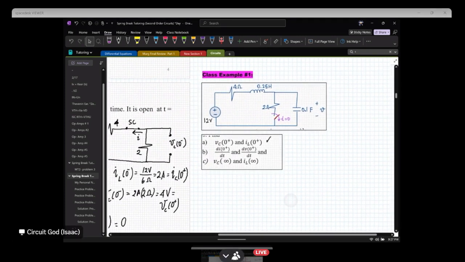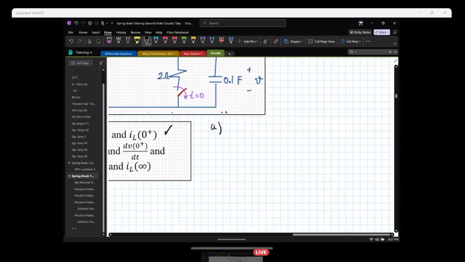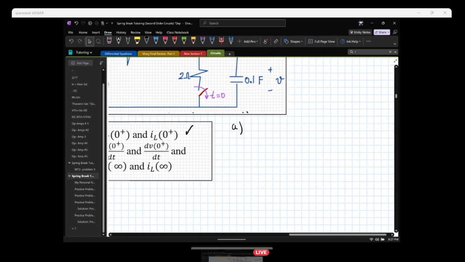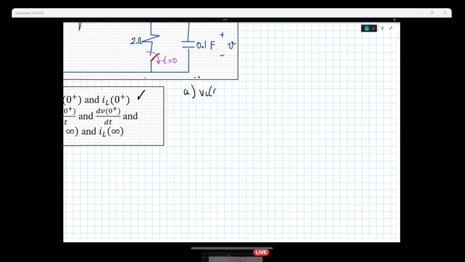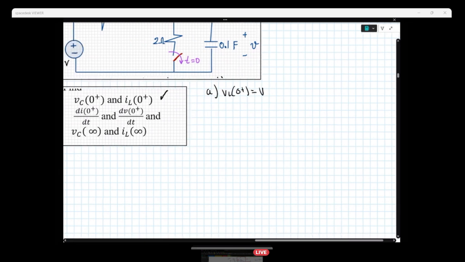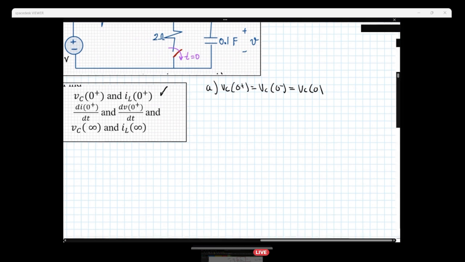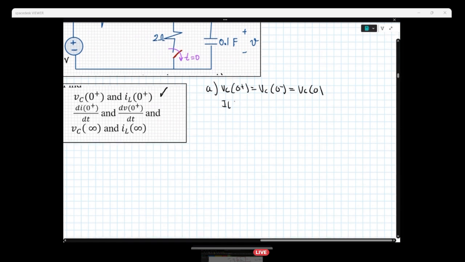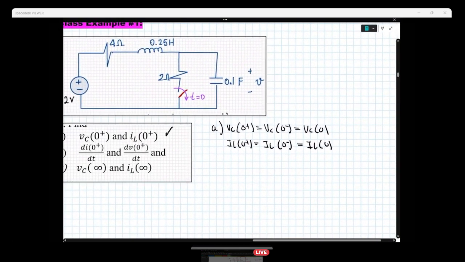Okay, I got it. All right, for part A, we know that for the steady state conditions, VC of 0 plus is going to equal VC of 0 minus, which is equal to VC of 0. That's because of the instantaneous property. And then you know that IL of 0 plus will equal IL of 0 minus, which will also equal IL of 0. Nothing new yet, which means I only really have to solve for IL of 0 minus and VC of 0 minus.